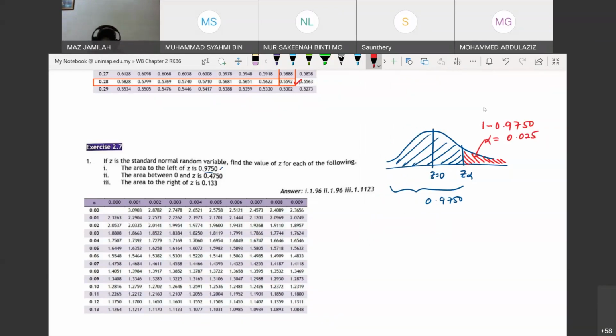Okay, so look for 0.025. So we know that Z alpha that we are talking about is 1.96. Now the area between 0 and Z is 0.4750.